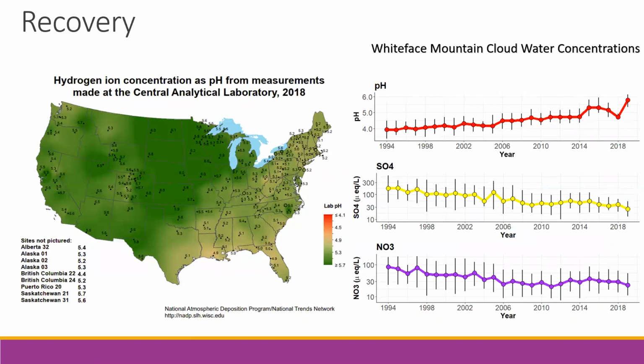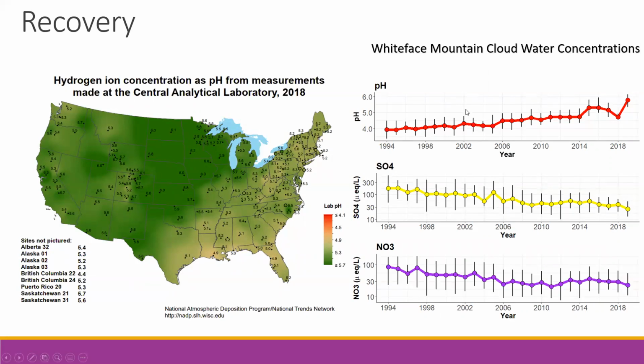And now we're starting to see signs of recovery from acid rain. The plot on the left here is the same plot as I showed previously from the National Atmospheric Deposition Program, but instead it shows rainwater for the year 2018. And as you can see, the eastern United States shows pHs in the 5s and higher, which means that the rainwater is 10 times less acidic than it was in 1985.